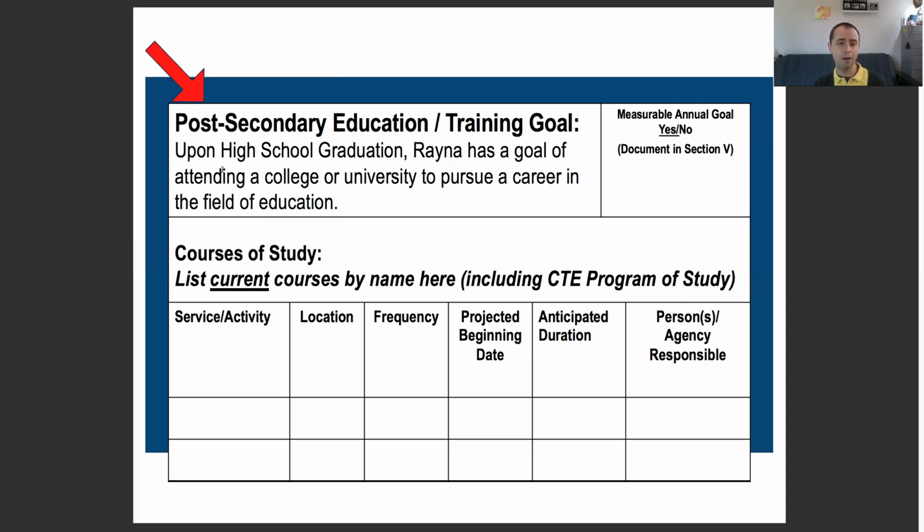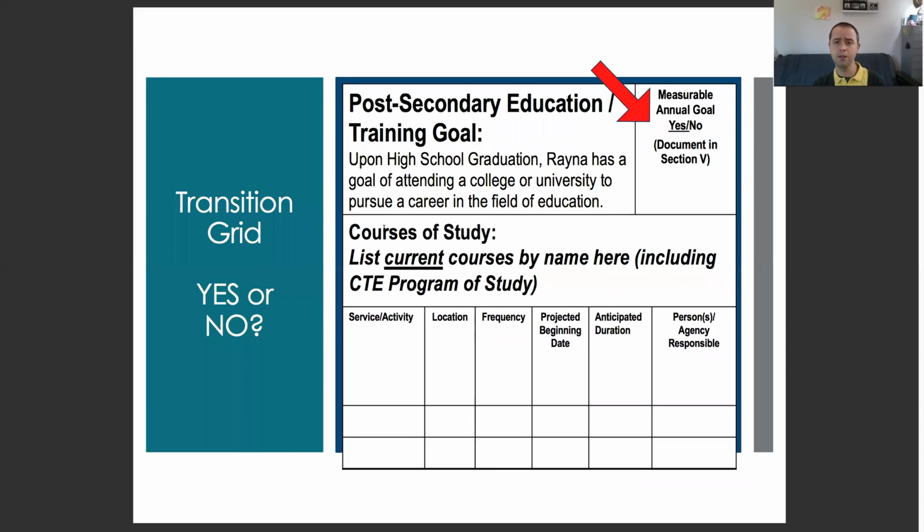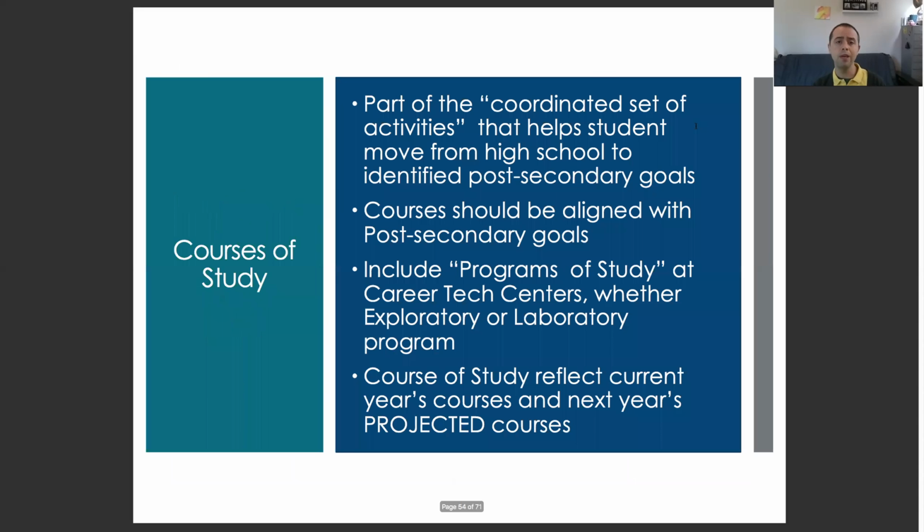So this is an example of that post-secondary education and training goal. Upon high school graduation, Raina has a goal of attending college or university to pursue a career in the field of education. That's going to be what you list there, and remember, it's the same one that you list in the transition present levels. Taking it a step further, we're going to make sure that we answer yes or no. Remember, if that student has a goal, it's going to always be yes here. The only time you're checking no is if a student does not have a goal. Then we go into the courses of study. The courses of study are what we consider that coordinated set of activities that helps the student move from high school to their post-secondary goals. Those courses should be aligned with those post-secondary goals.